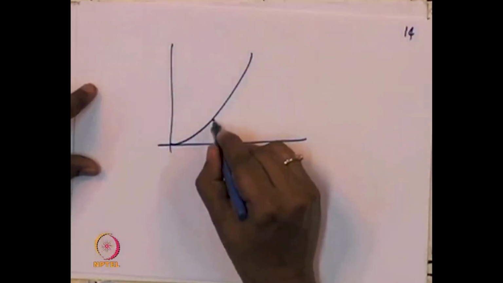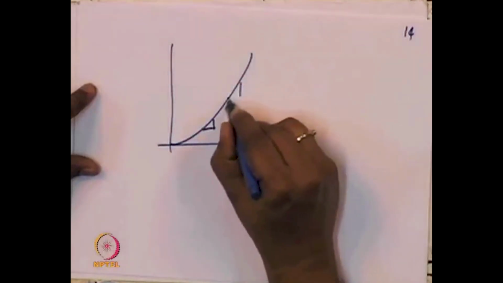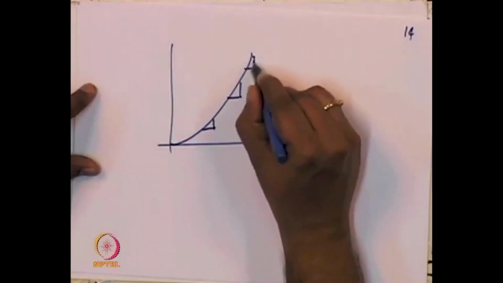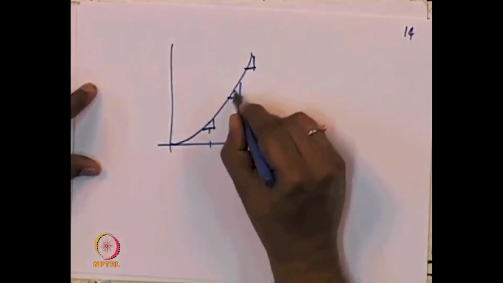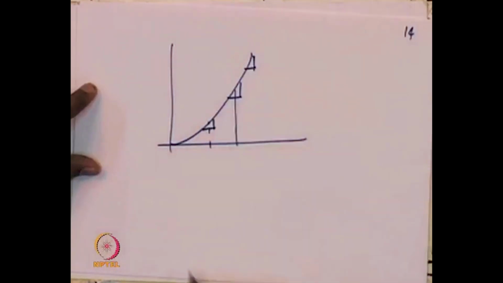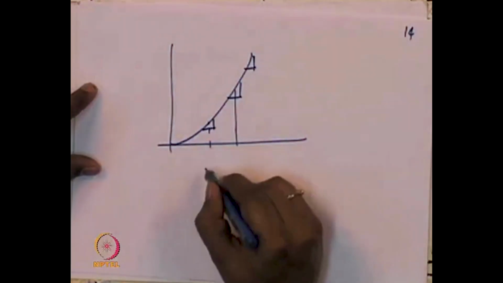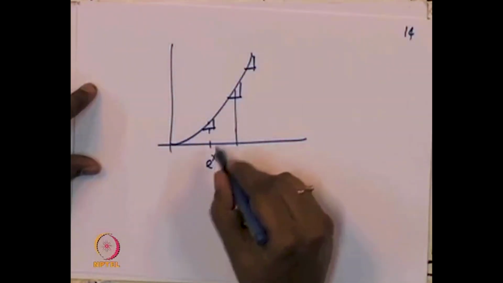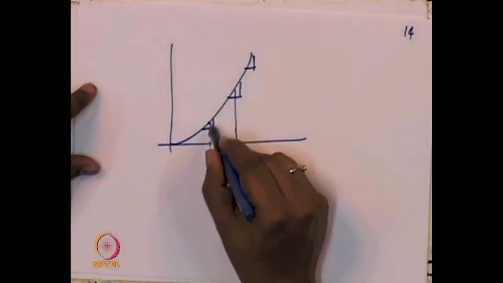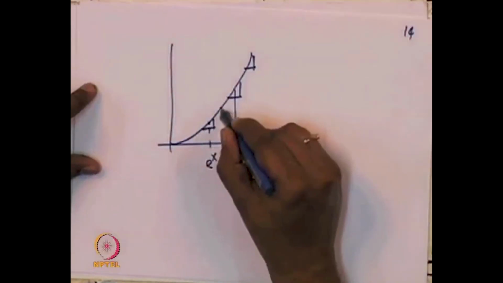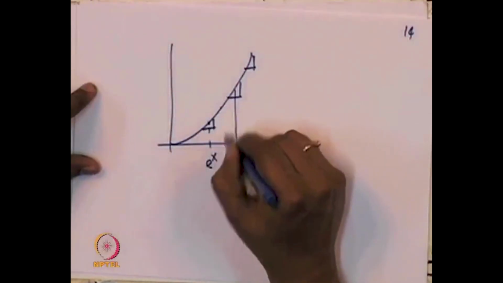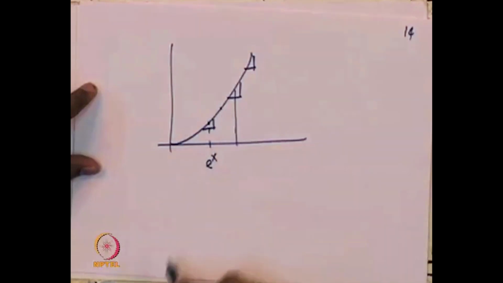Now, if you find the slope at any point x, it is e power x itself. You calculate the slope at any point, and it is the same as the function itself. That is what it means.